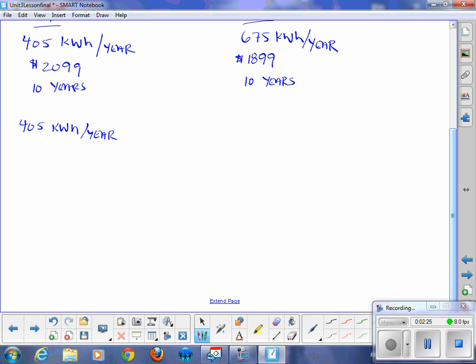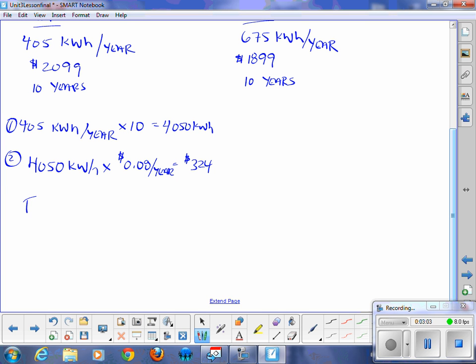I'll break it into steps again. Step 1, multiply by 10 for 10 years. That means you'd use 4,050 kilowatt hours. Step 2, take the total kilowatt hours and multiply it by the cost per kilowatt hour, which is $0.08. So 4,050 multiplied by 0.08 is $324, which doesn't seem unreasonable over 10 years, only costing you $324.